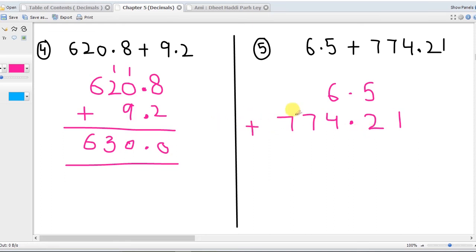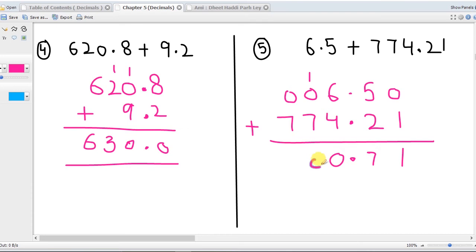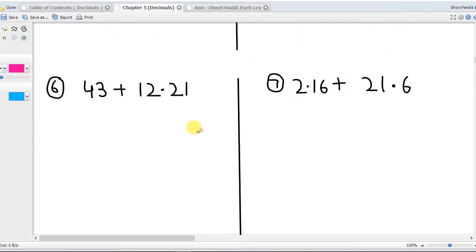Now simply add these numbers. If there are no numbers here, you can put 0 for your own convenience, right? It will be easy for you to add them. So 0 plus 1 is 1, 5 plus 2 is 7, put the decimal point. 6 plus 4 is 10, 1 goes on carry, and 1 plus 7 is 8, and 0 plus 7 is 7. So our final answer is 780.71, right?